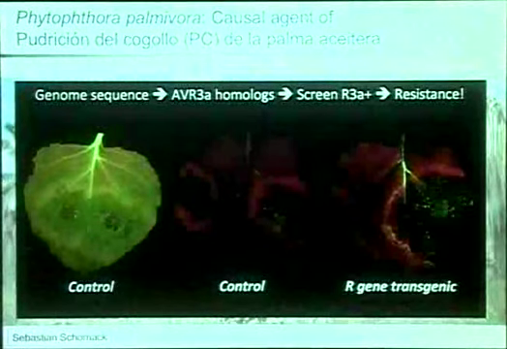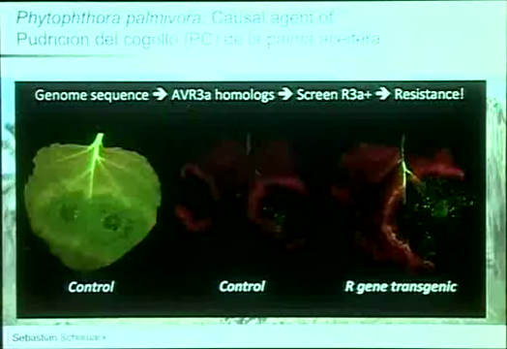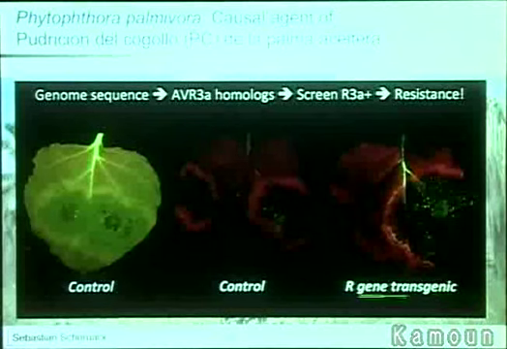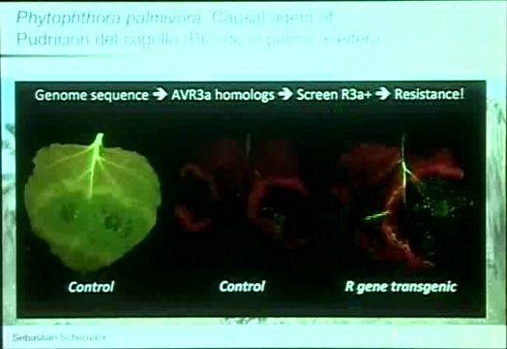And what we did here is actually a very wonderful sequence, and really a very nice example of translation genomics. We sequenced the genome of the Colombian strain of Phytophthora palmivora, identified a large family of AVR3A homologues, screened the R3A plus family, and then discovered that some of the AVR3As can be recognized by some of the R3A mutants. This slide is not showing up very well, but what you see here is that when we make transgenic plants with the R gene, we have resistance against at least one of the Phytophthora palmivora strains.